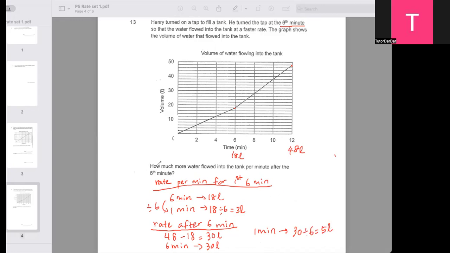Okay, so they say how much more water flows into the tank per minute after the 6 minutes. So that means 5 liters minus this 3 liters, which is 2 liters. So that means every minute it is increasing, 2 liters more coming out from the tap. Every minute from 6 minutes onwards, 2 liters more coming out from the tap and flowing into the tank.